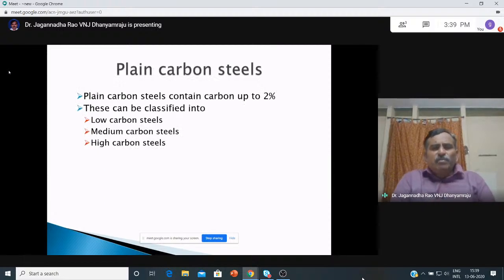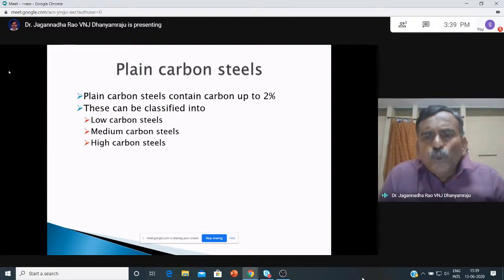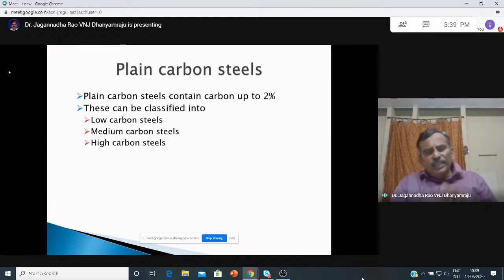Now let us see plain carbon steels. And these plain carbon steels contain carbon up to 2%. So we have seen on the iron carbon equilibrium diagram, the alloys containing carbon less than 2% are called steels, and more than 2% they are called cast irons. And the plain carbon steels can be divided into three categories.